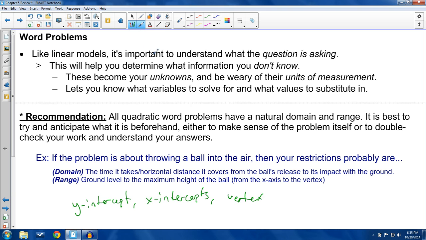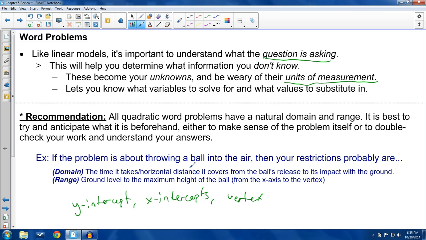Okay, like linear models, it's important to understand what the question is asking. Super important. The first thing you want to look for is, what am I trying to solve for? Am I trying to plug it in for x and y? This will help you determine what information you don't know, because these become your unknowns. I want you to be wary of their units of measurement. So if something's in dollars, you must answer in dollars, unless they ask for cents, etc. And as I said, this lets you know what variables to solve for and what values to substitute in.